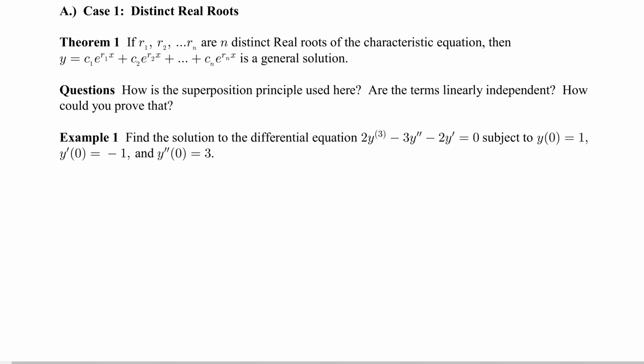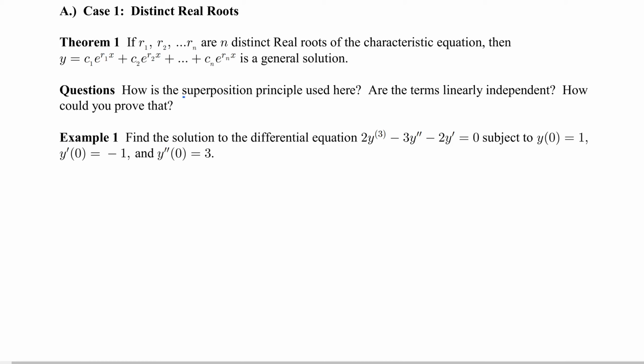Theorem 1 from your book states that if r sub 1, r sub 2, up to r sub n are n distinct real roots of the characteristic equation, then y equals c sub 1 times e to the r sub 1 x plus c sub 2 e to the r sub 2 x plus ... plus c sub n e to the r sub n x is a general solution. The expression of this general solution is dependent on what we learned in the previous section.